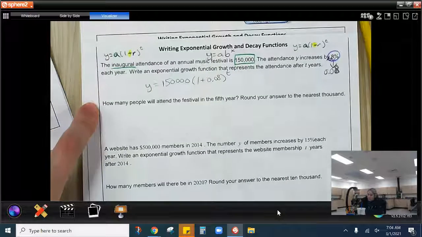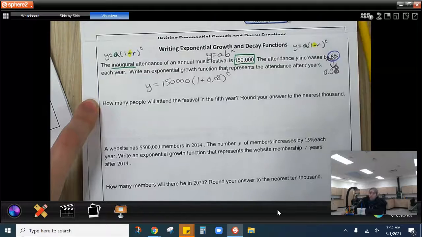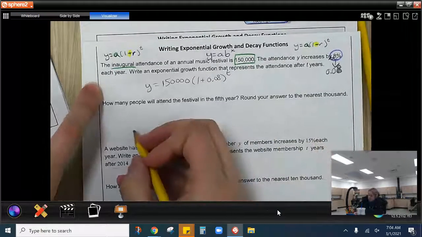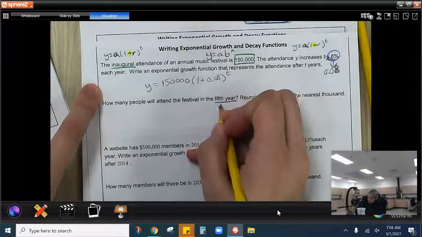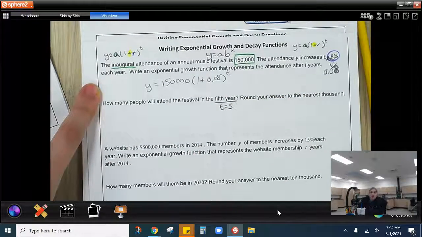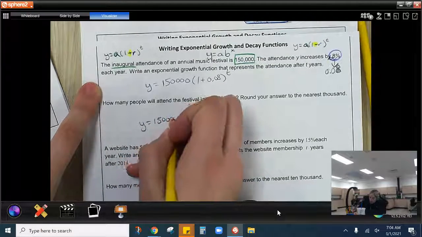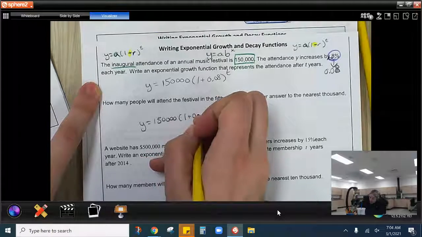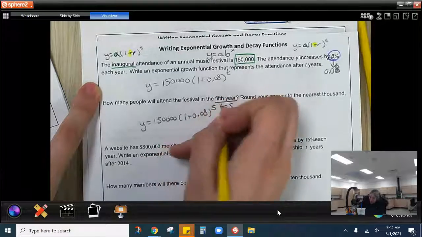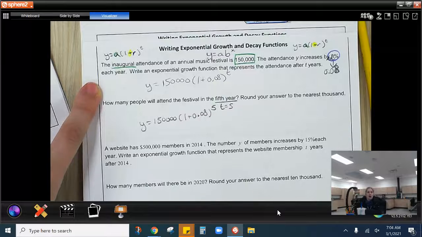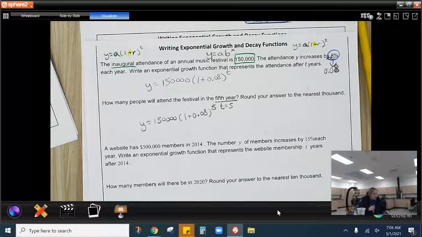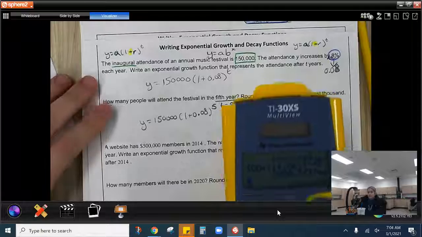How many people will attend the festival in the 5th year? Well, if COVID's not a thing, because we have to recognize that this year, the 5th year, so that means our time is equal to 5, right? Our time is equal to 5. So I want to plug in my 150,000 times (1 plus 0.08) to the 5. Hey, look at that. We're going to have to use our exponential rules. Isn't that so great? If you are someone who looks at me and goes, oh man, that hurts my head, I have a solution for you. It's called a calculator.